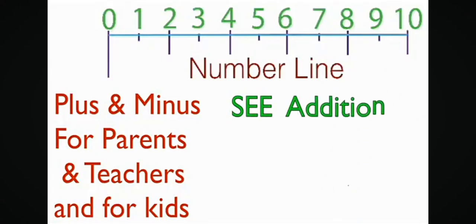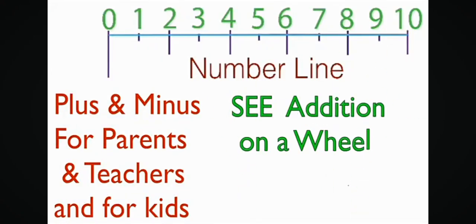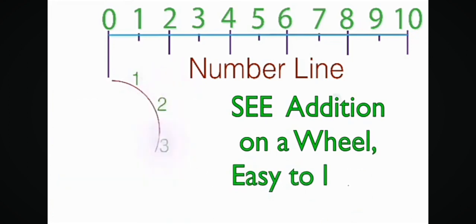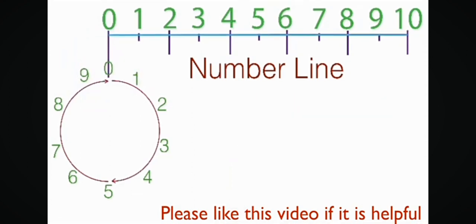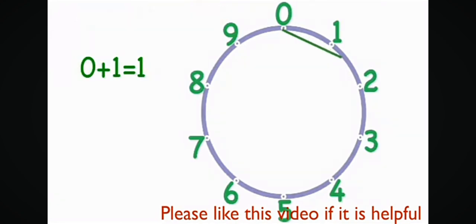What happens when we take a number line to 10 and wrap it in a circle? Well, it goes 1, 2, 3, 4, 5 is halfway around, and 6, 7, 8, 9, 10 is right where 0 was. And that's a number wheel.